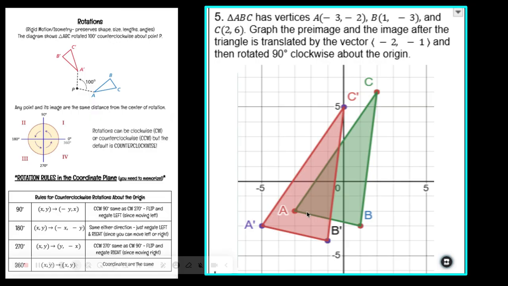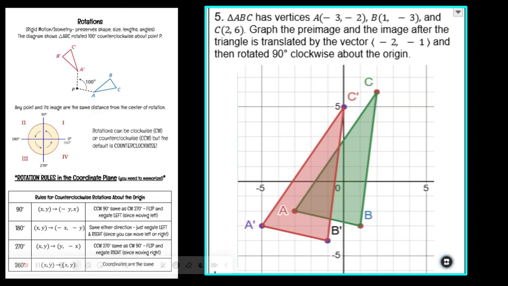Now these are our coordinate points we need to do. We're going to actually check off step 2. We took care of business there. But now we need to collect our points for A prime, B prime, and C prime because those are the things we need to use in order to rotate.